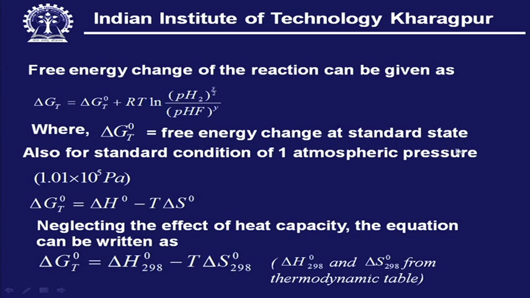And as we have said, this is the free energy change at the standard state, and we can further see that this delta G 0 T, the free energy change at the standard state, is again related to the enthalpy change and also the entropy change. So, this is the basic equation. Neglecting, as a first approximation, the effect of heat capacity, we can reasonably reduce this to the following form, which allows us to find the value of delta G 0 T using these two properties from the thermodynamic table. So, this is one of the criteria, or guiding parameters, to judge whether the coating will be adherent or non-adherent.